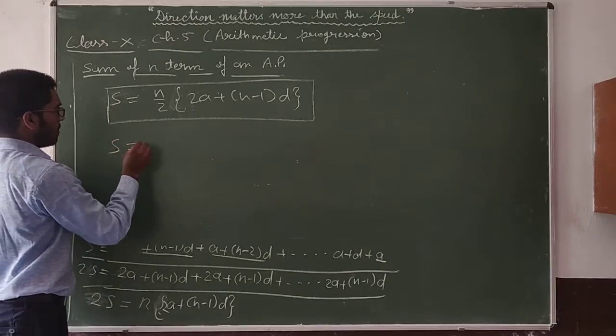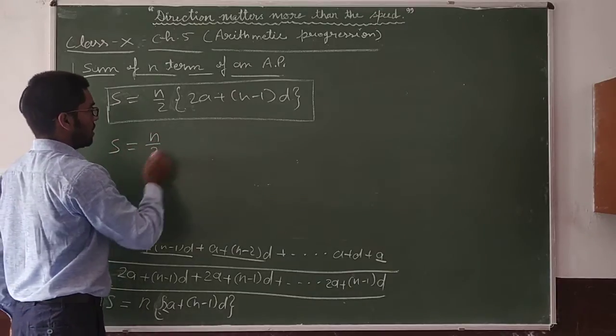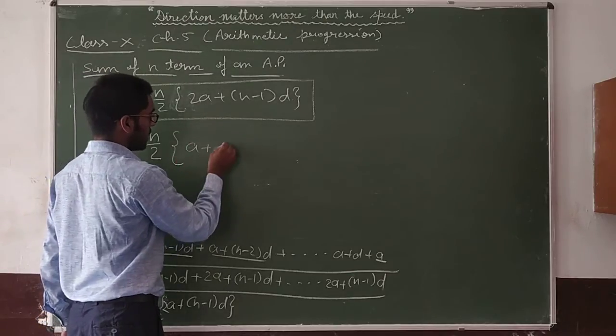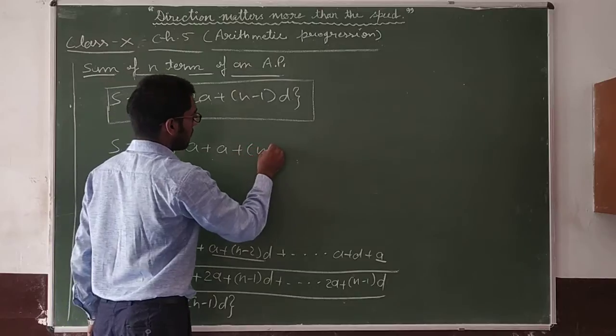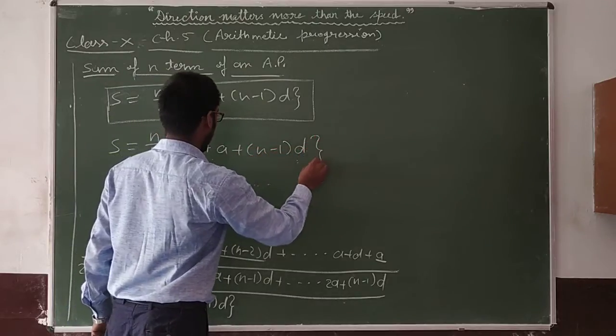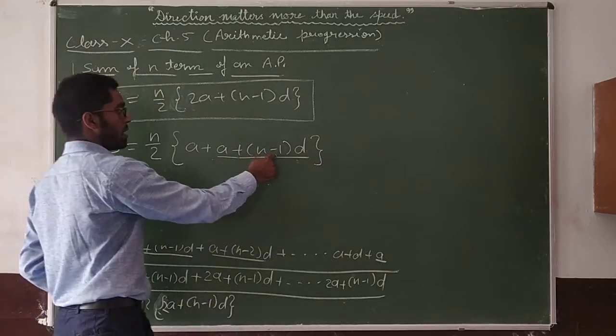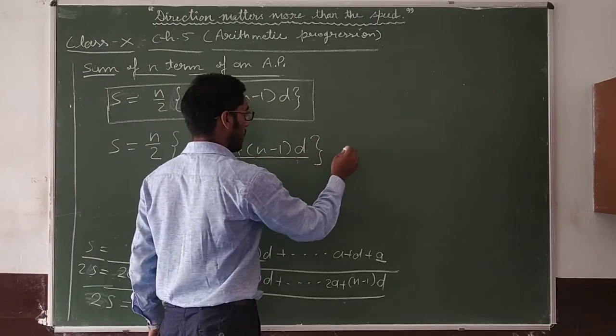Now it can be written like this: 2a can be written as a plus, and here you can see a + (n - 1)d.